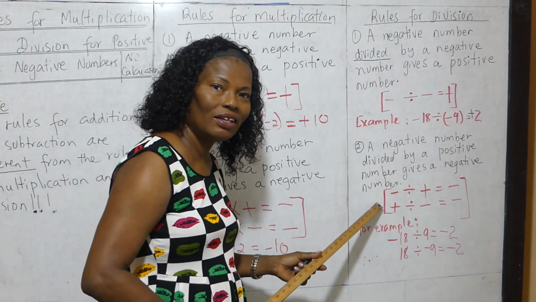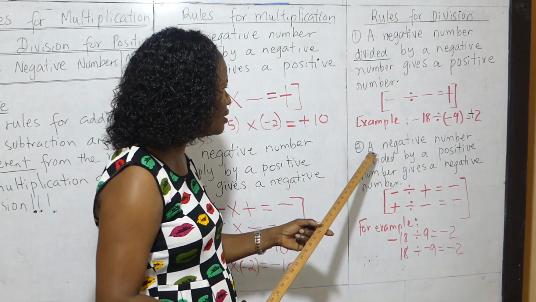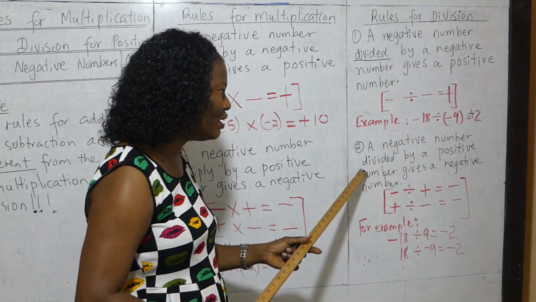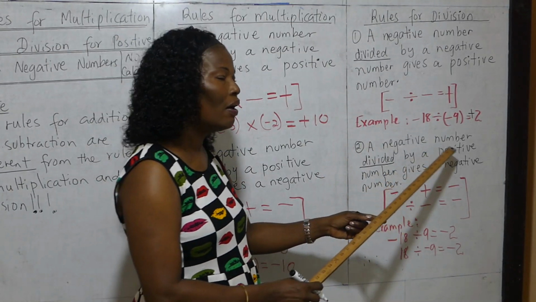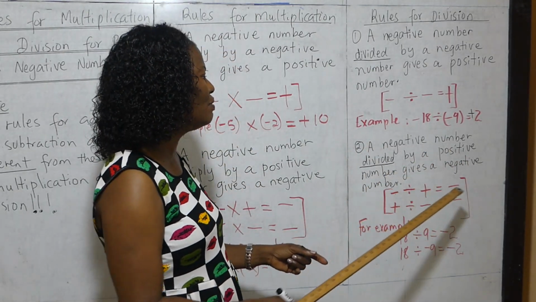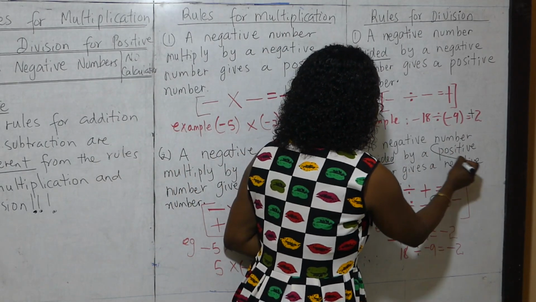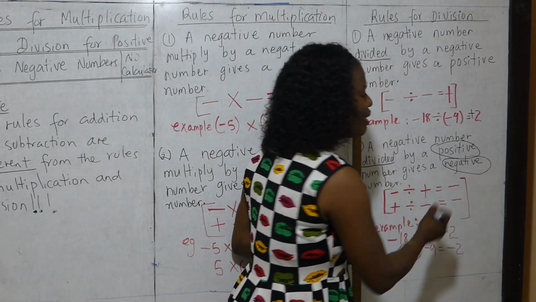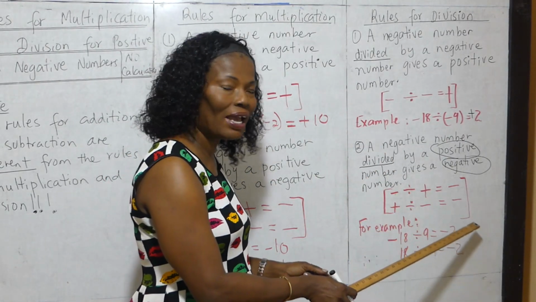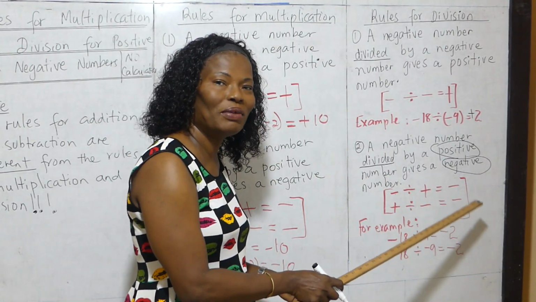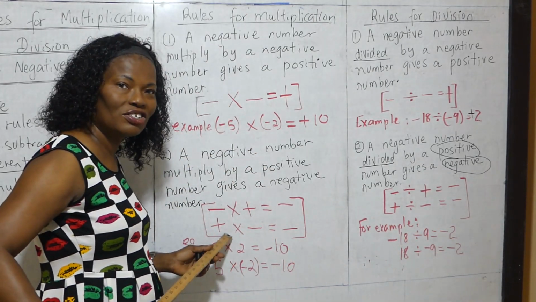And the final rule under division is a negative number divided by, and I'm going to underline divided by a positive number gives a negative. In other words, we have a positive and a negative, meaning that the signs are different. Again, if the signs are different when you're dividing, it will always give me a negative answer, similar to multiplication.